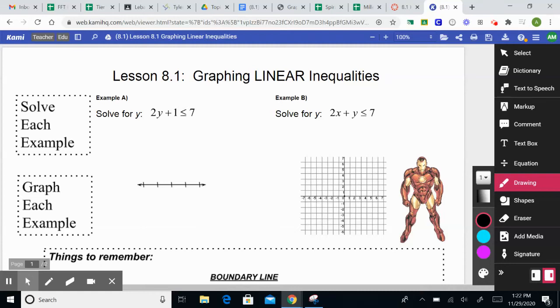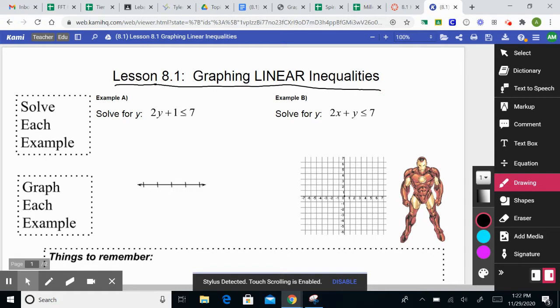Hey everybody, this is lesson 8.1, graphing linear inequalities. So just as a refresher, let's talk about graphing inequalities real fast.